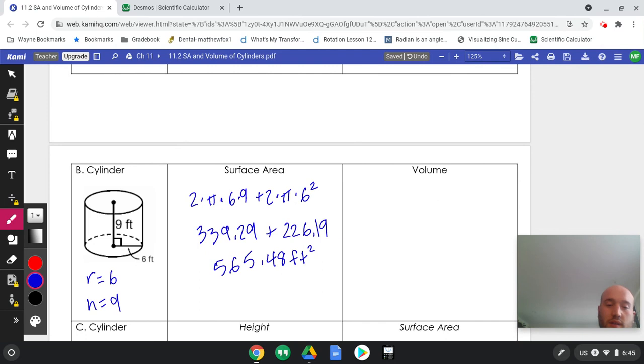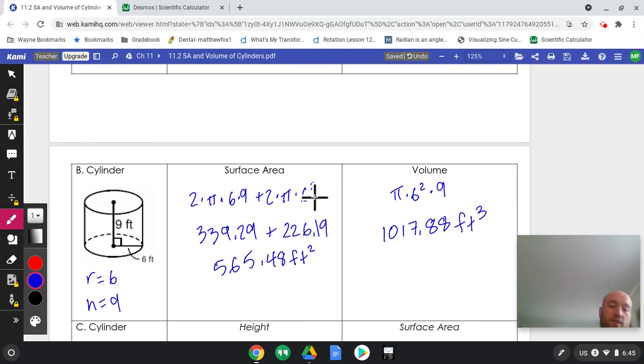So, next one, the volume. Same approach, except remember it is pi r squared. So pi times 6 squared times the height, which is 9. Okay, we do all that, we get 1,017.88 feet to the third.